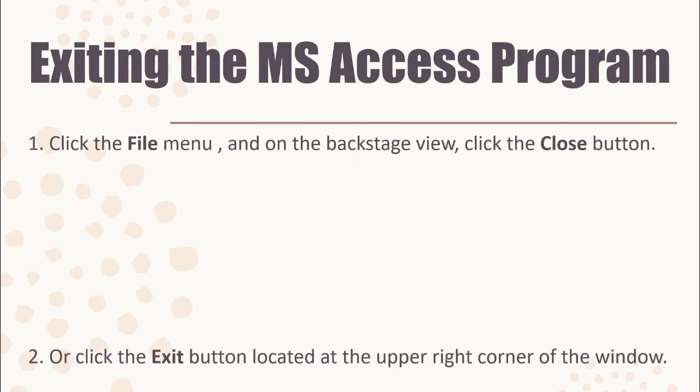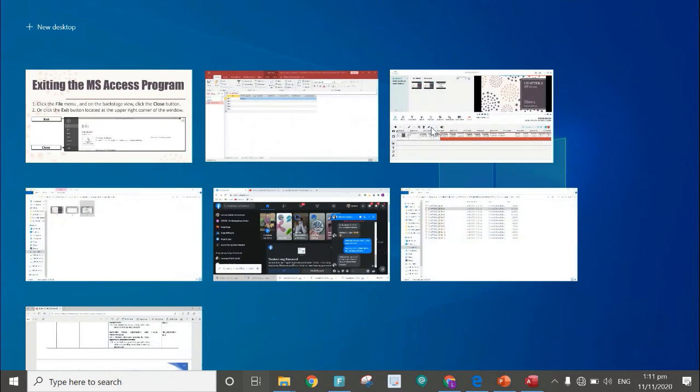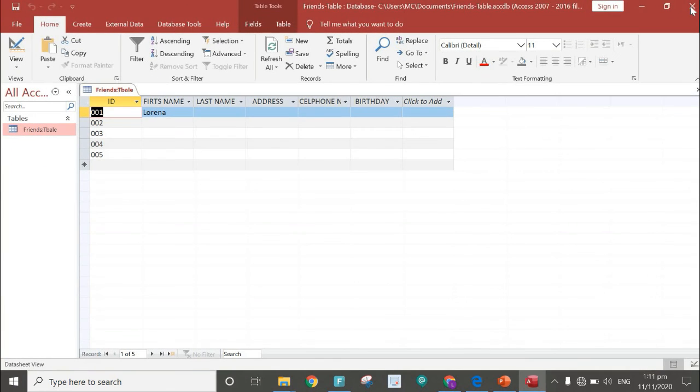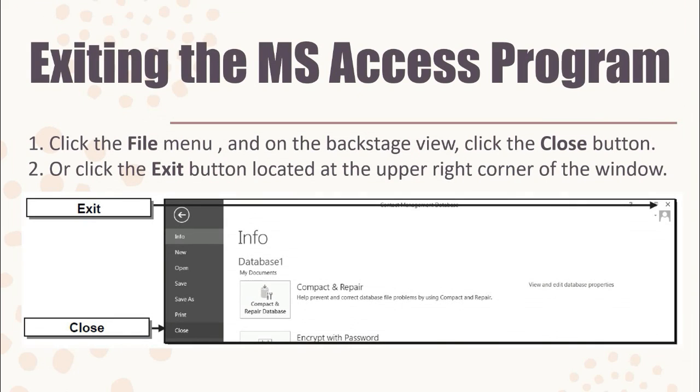Okay, exiting the Microsoft Access program. Of course, in exiting the Microsoft Access program, just click the Close button from the window control buttons. And then, of course, your open data or open file will automatically close.